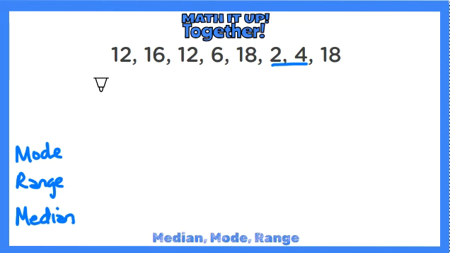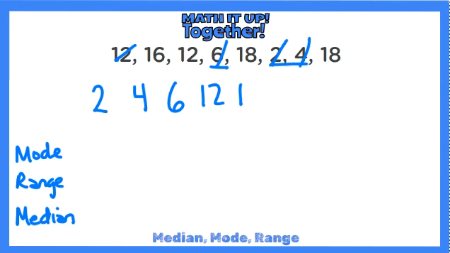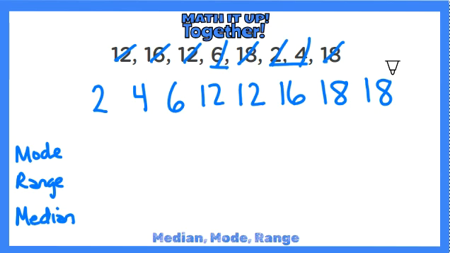These are low numbers. Let's start with a 2, then a 4. Use that, use that. Looks like 6 is next. Then we go to 12. One 12 there, and there's another 12. Then we go to 16. Looks like this data set's a little different than the last one. 18, and I have one more 18. So I'm going to count to make sure I got everything. 1, 2, 3, 4, 5, 6, 7, 8.